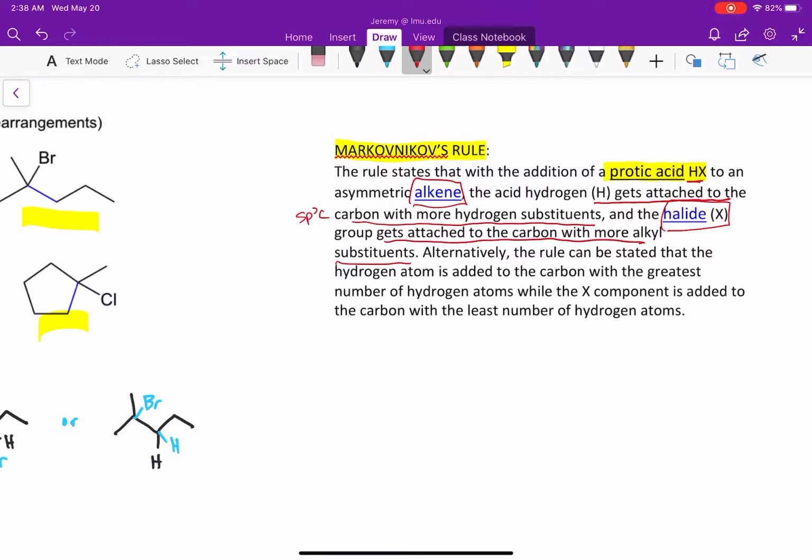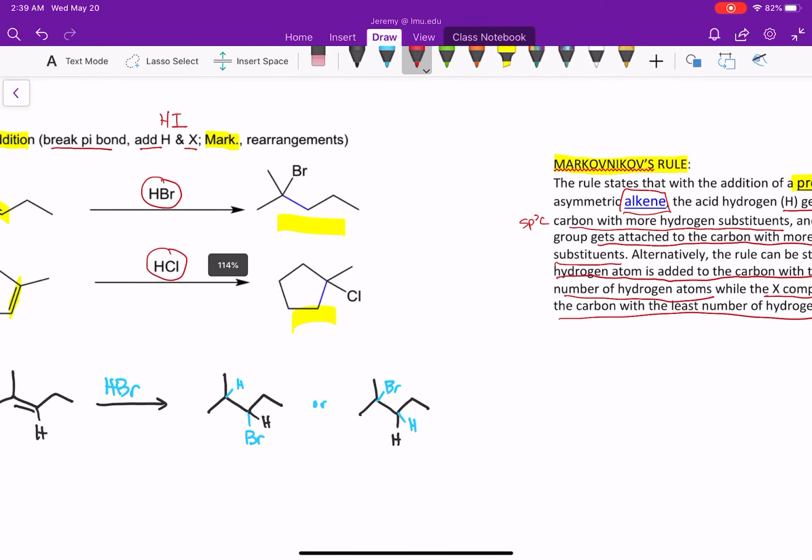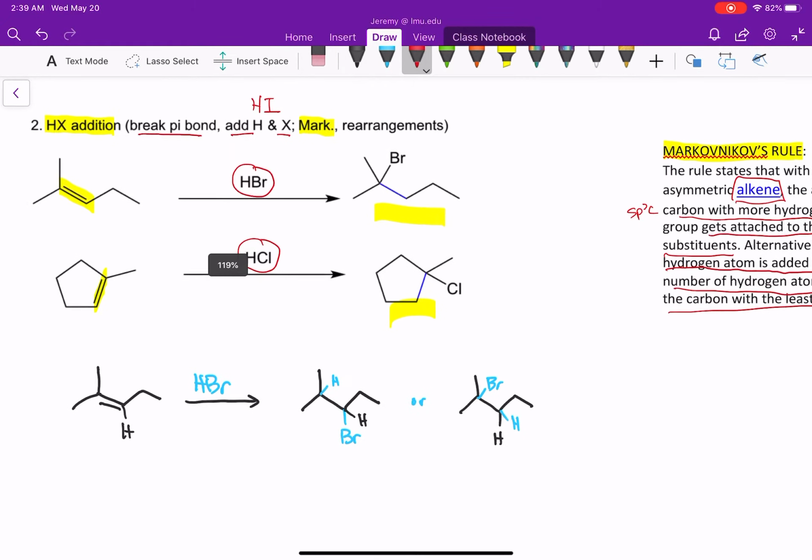So another way to think about this is you can say that the hydrogen atom is added to the carbon that has the greatest number of hydrogen atoms, while the halogen is added to the carbon with the least number of hydrogens. So that's Markovnikov's rule. He studied this reaction over and over and developed this rule.